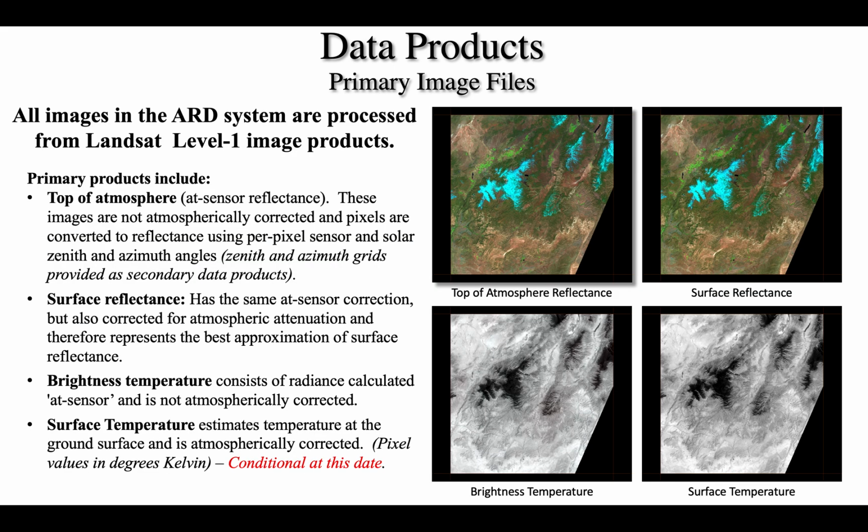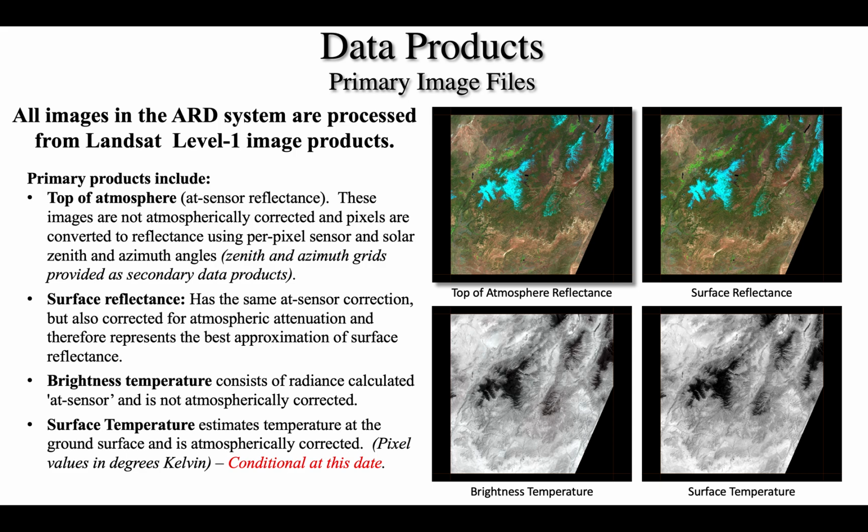An example set of image products from the H7V10 tile dataset. Of the 4 primary products, the top of atmosphere reflectance image is not atmospherically corrected, but pixels are converted to reflectance using per pixel sensor and solar zenith and azimuth angles. The surface reflectance product is processed identically to the top of atmosphere product, but is also corrected for atmospheric attenuation and therefore represents the best approximation of surface reflectance.